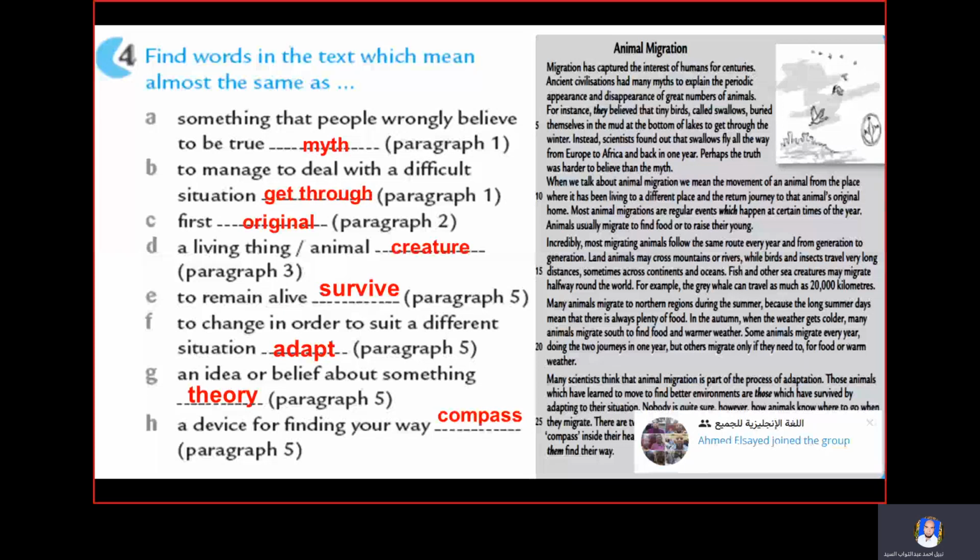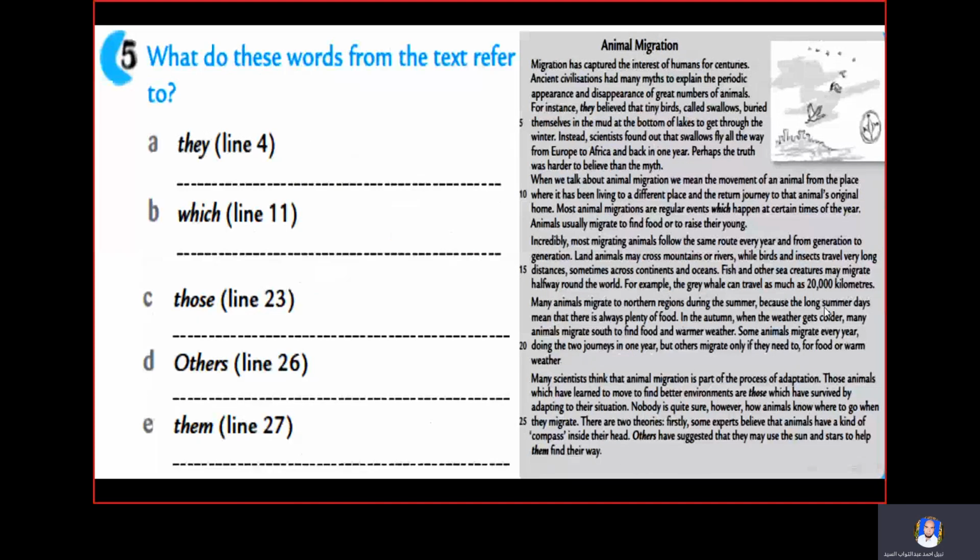Now, what do these words from the text refer to? In line 4, they. You have to read the sentence, the previous sentence, to find they. What do they refer to? Ancient civilizations had many myths to explain the periodic appearance and disappearance of great numbers of animals. For instance, they believed that. Who believed that? Yes, ancient civilizations. Very good.